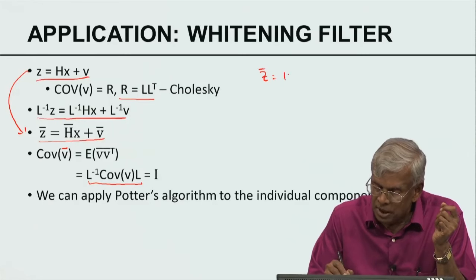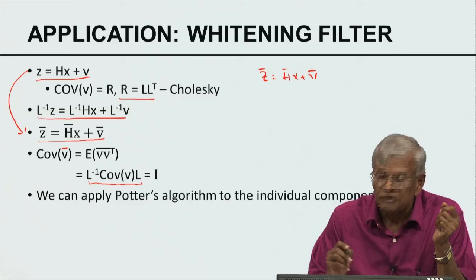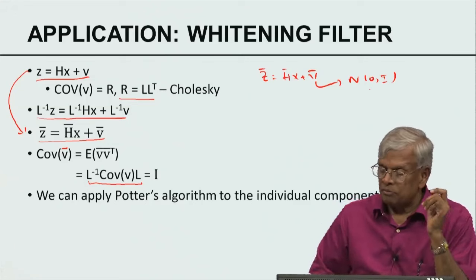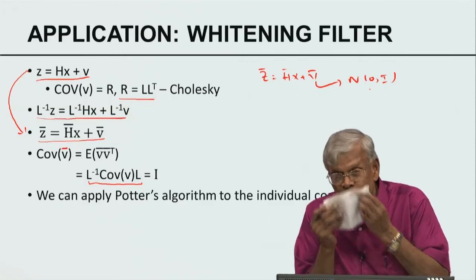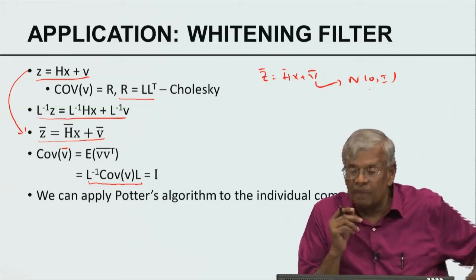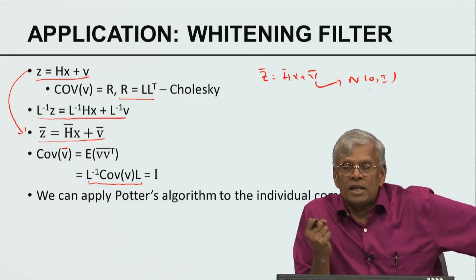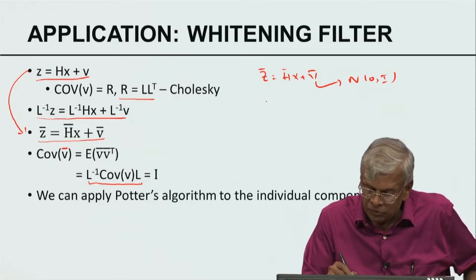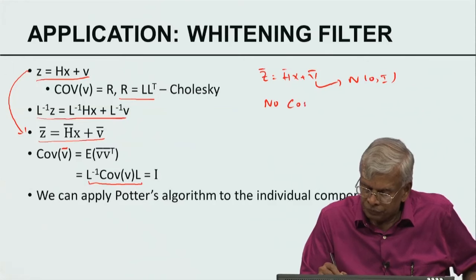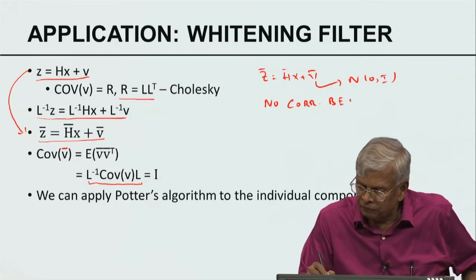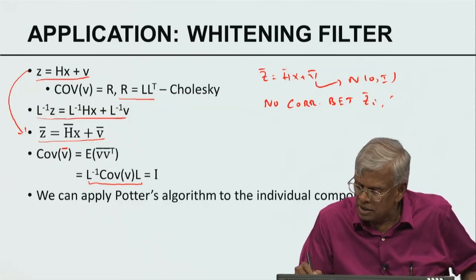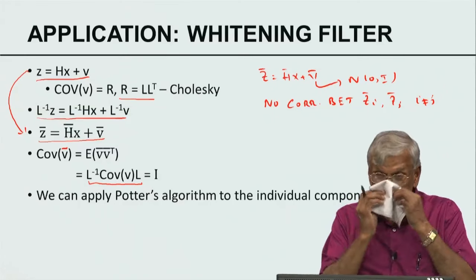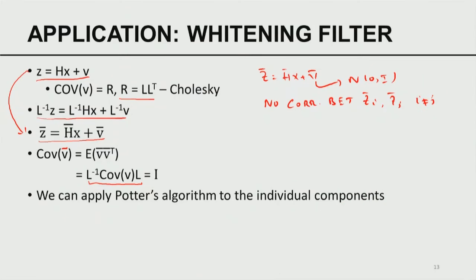Z bar is equal to H bar X plus V bar. V bar is a normal noise vector with zero mean, and the identity matrix I as the covariance. Therefore, there is no correlation between Z bar i and Z bar j when i is not equal to j, because these things are not correlated.